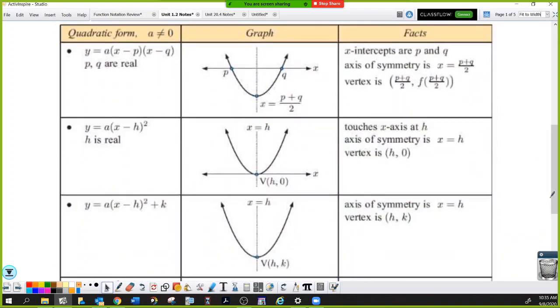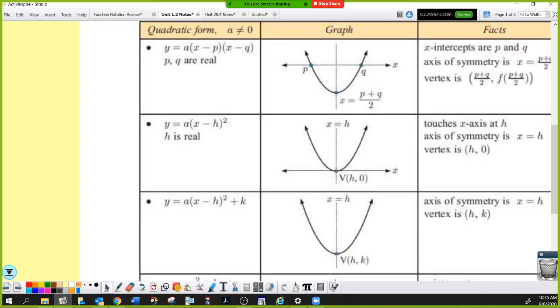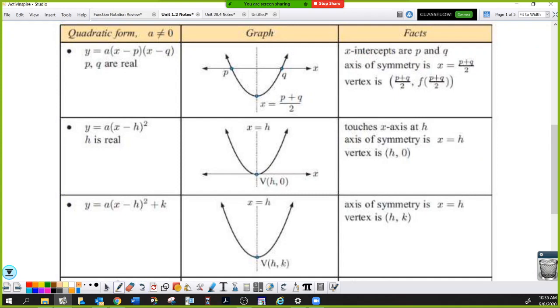So we've got some different quadratic forms for you. The one at the top, this one here, this one's factored. So we call this intercept form. You don't need to know that terminology. I'm just letting you know that's intercept form. It's factored. It shows you the two places where that quadratic crosses the x-axis. And I did say two because they would be different numbers in this format. They'd be p and q.